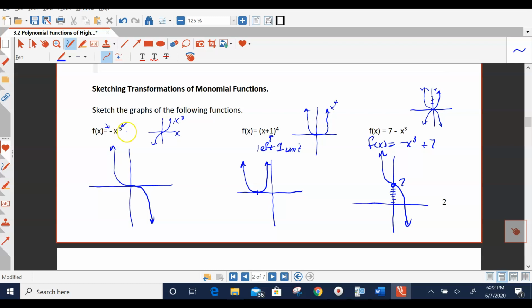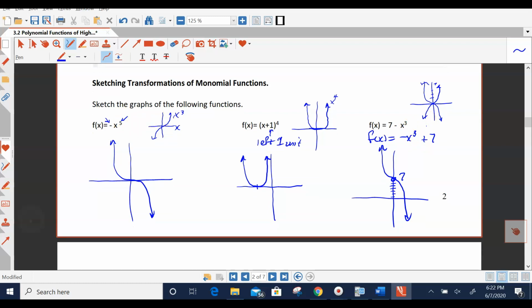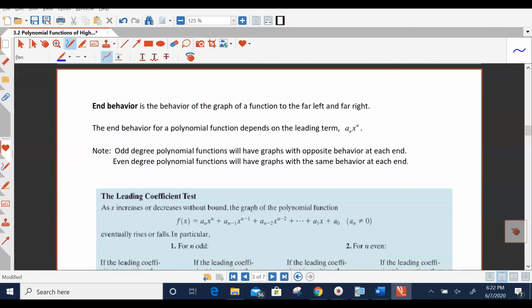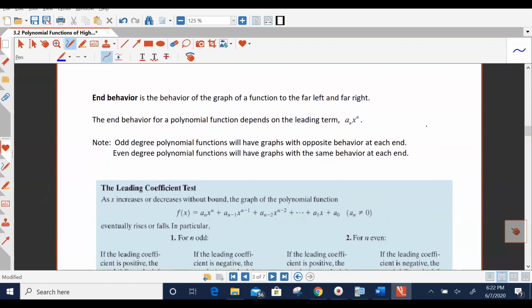When we start putting more x squareds, x cubeds, x to the fourths in between, that's when we get a lot more hills and valleys. So I would like to be able to determine how the ends of my polynomial are going to behave. When I look at my polynomial, how will the ends behave? Will they both go up? Will they both go down? Will one go up and one go down? And it's really easy to figure out.